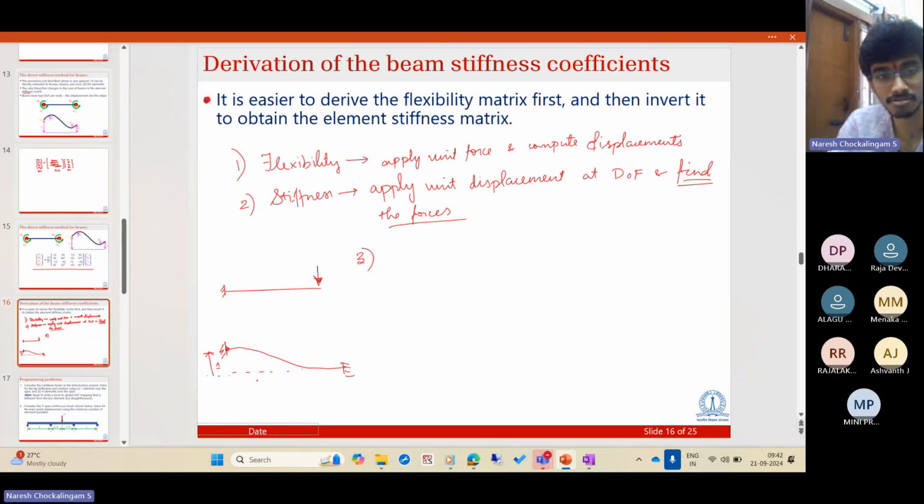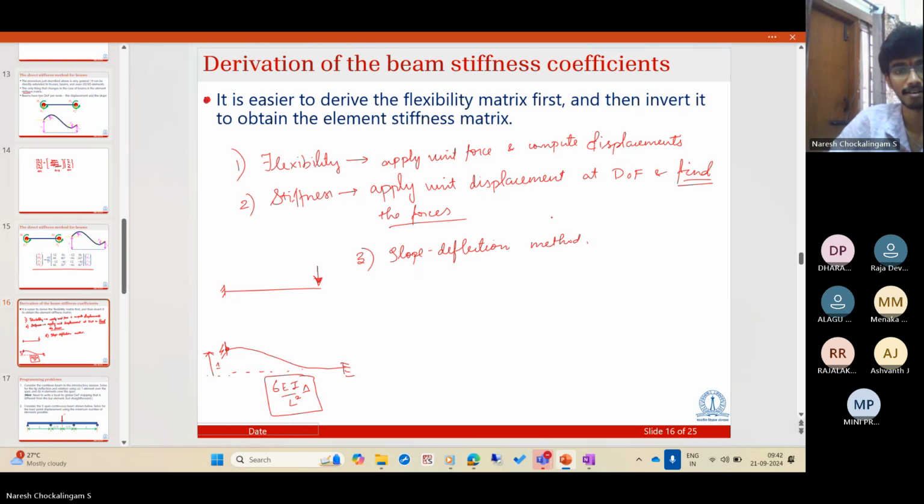So this image itself should tell you something. The forces here will be something like 6EI by L delta square, 6EI by L square delta, something like this. Have you seen? And this particular term comes in a certain method called the slope deflection method. That is one displacement based analysis method where you can apply a displacement and directly get the moments and the forces. Right? You can do that.